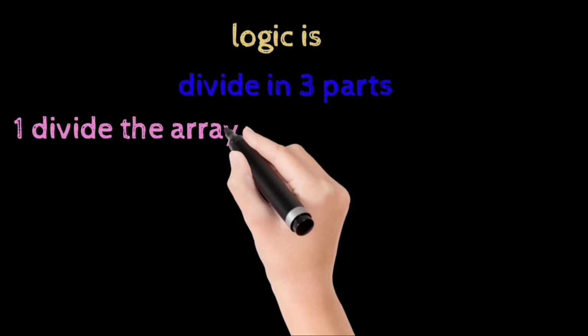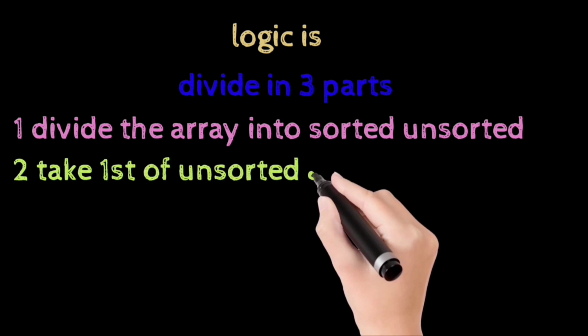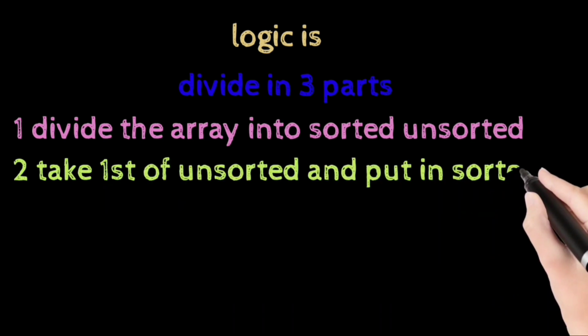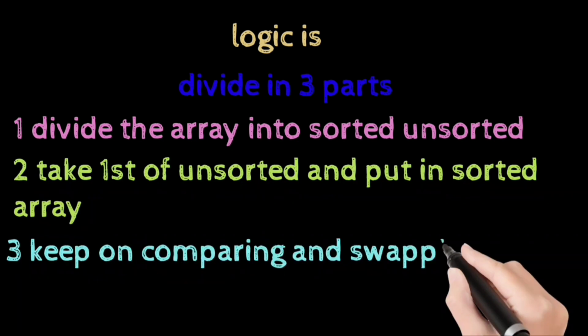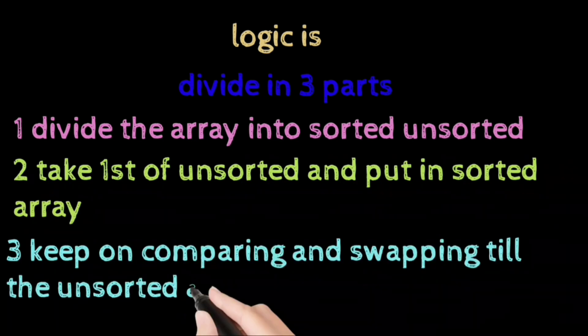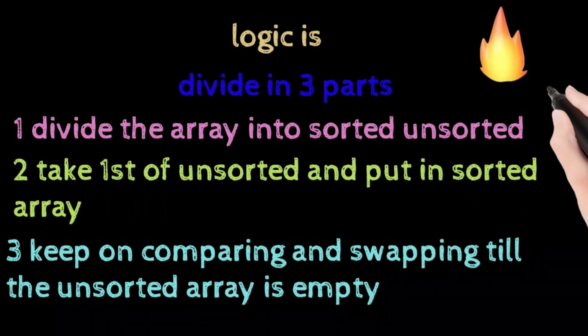The logic is that we will divide it into three parts. First, you have to divide the array into sorted and unsorted. Then you have to take the first element of the unsorted array, compare it, and accordingly place the element in the correct order. You have to repeat until the unsorted array becomes sorted.